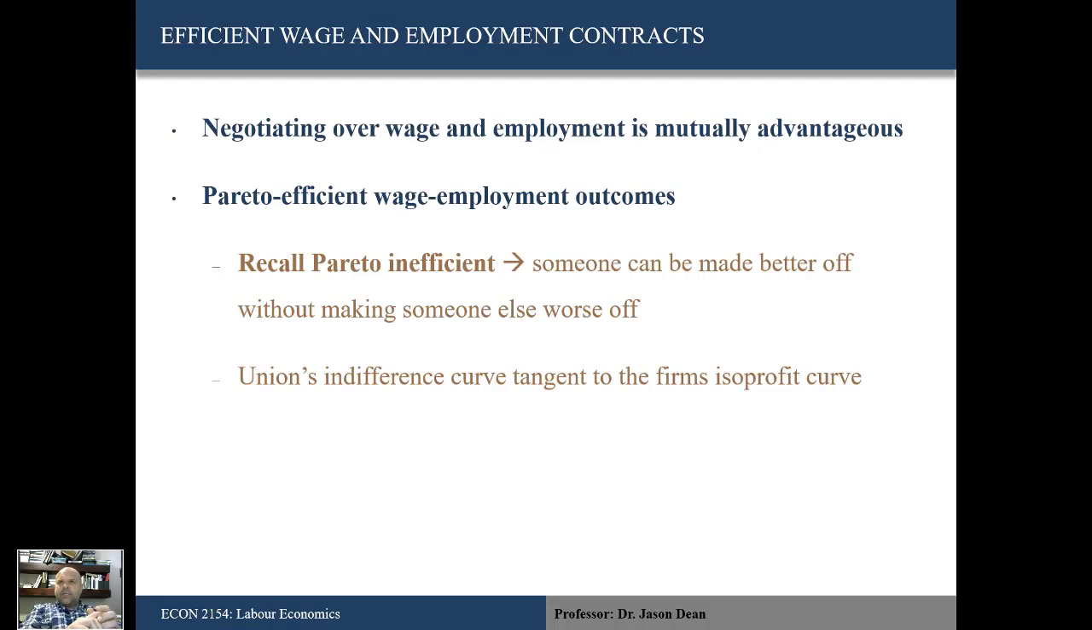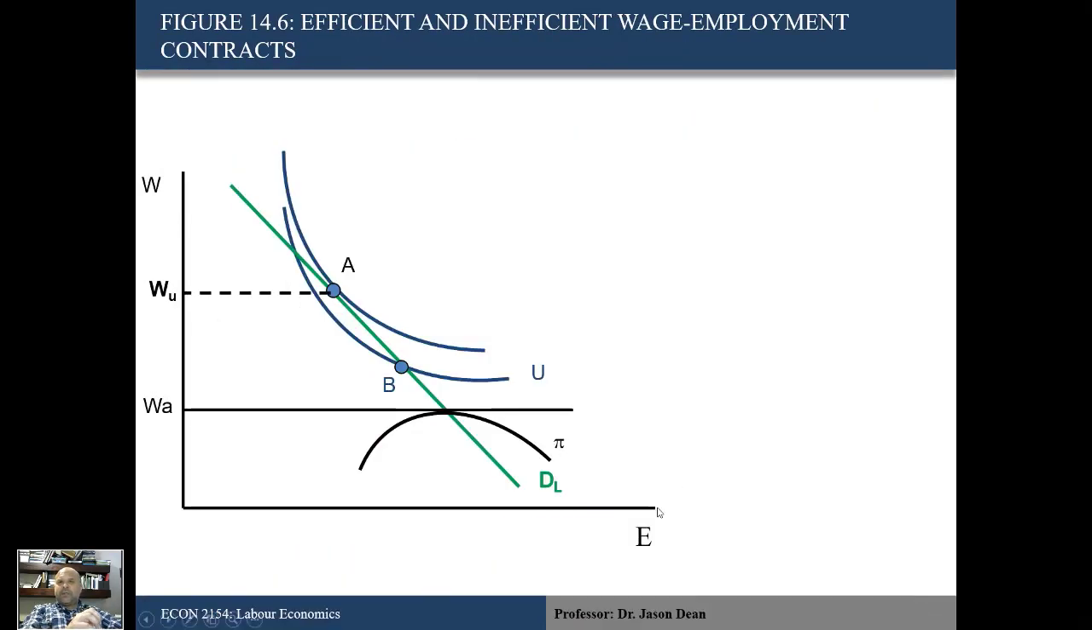Okay, and we'll see that a Pareto efficient wage employment outcome would occur when the union's indifference curve is tangent to the firm's isoprofit curve. So let's look at our diagram again. Here we have the wage the union would want, at point A. We have the alternative wage. This is what the firm would want to pay, and this would be their isoprofit curve.